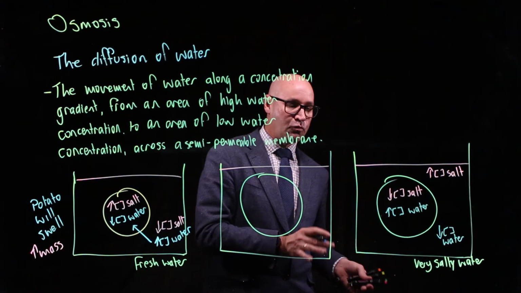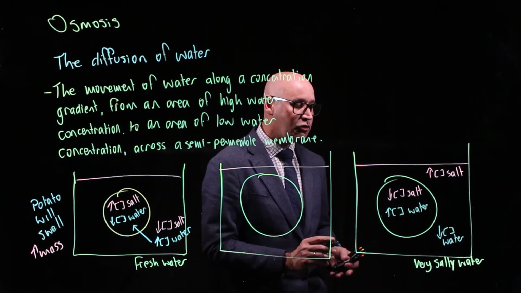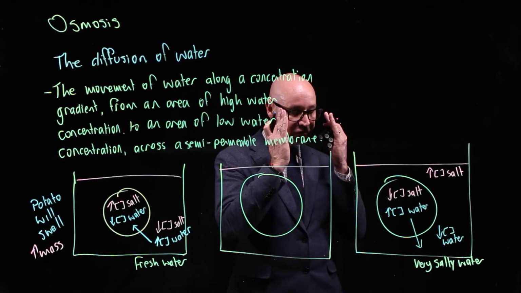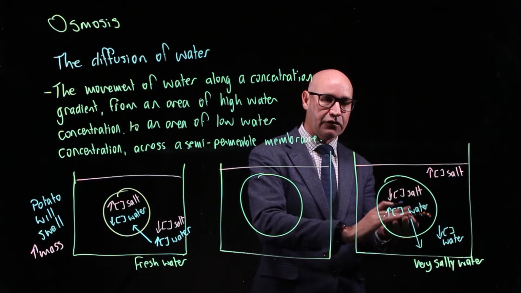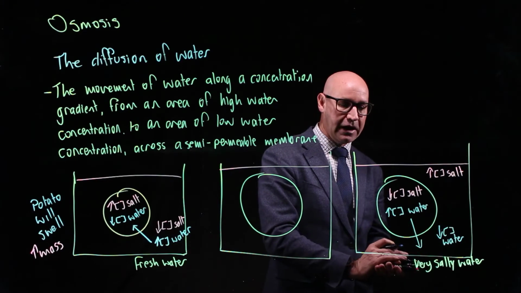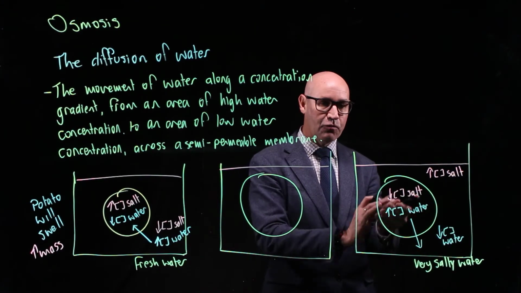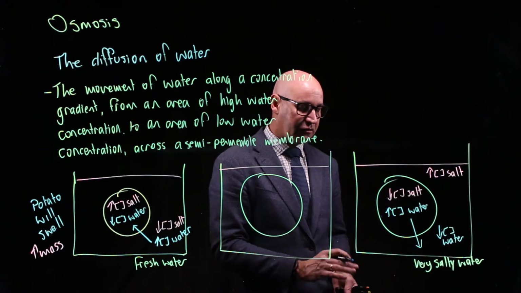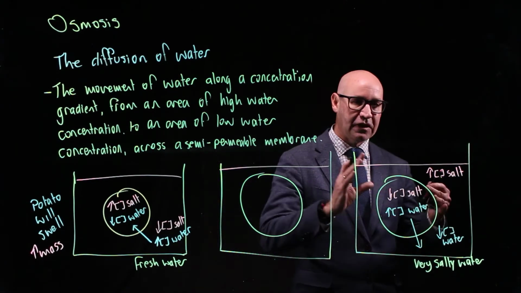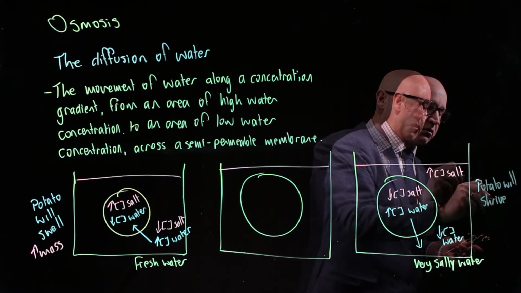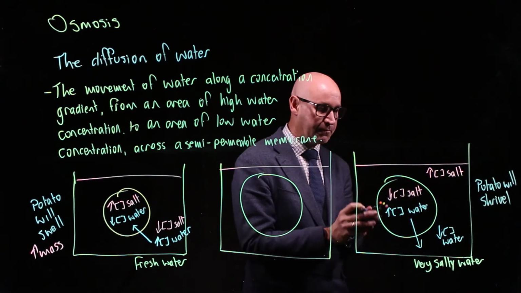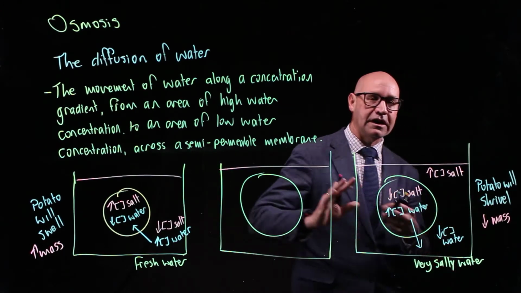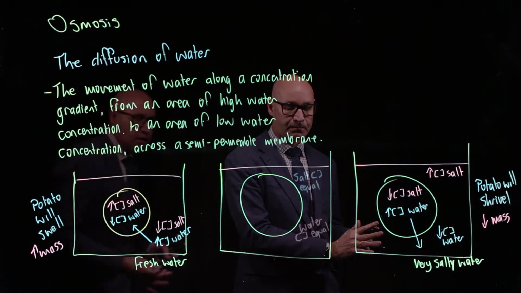So, which way is the water going to move this time? Well, the water's actually going to go out of the potato because it's trying to balance the concentration gradient, because there's high water in the potato and low outside, so the water's going to move out. So what happens to the potato then? The potato is going to shrivel. The potato will shrivel up and it will decrease in mass because the water is exiting the potato.